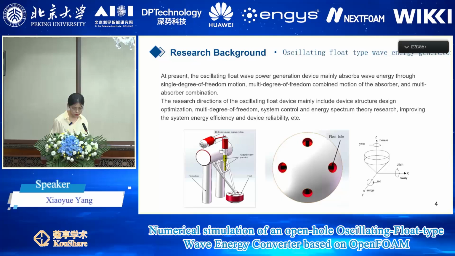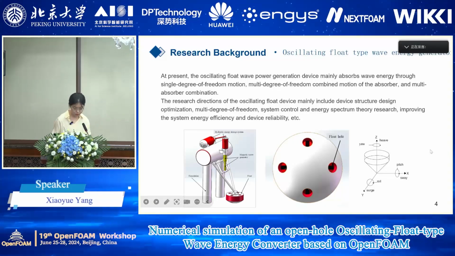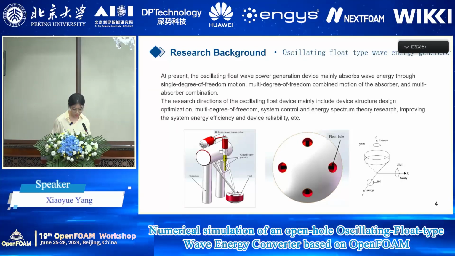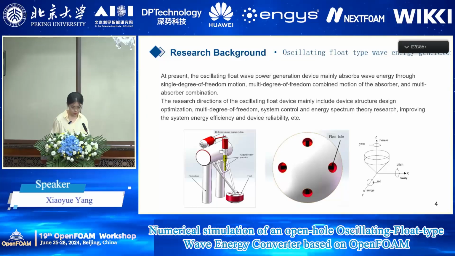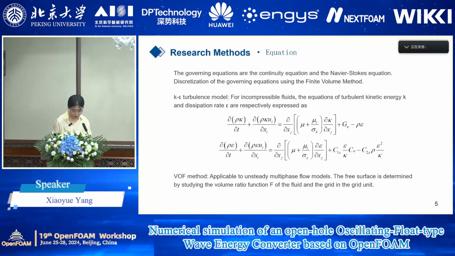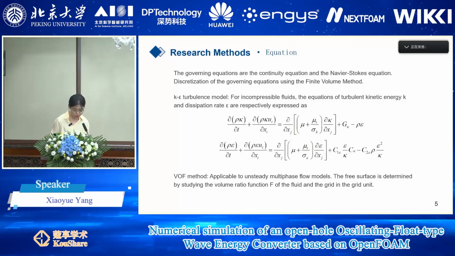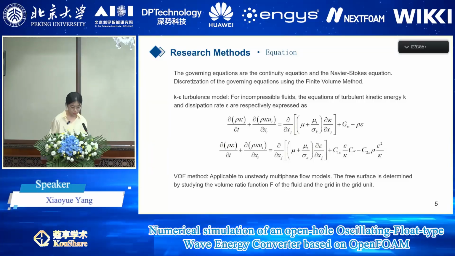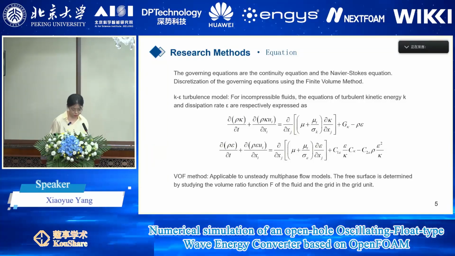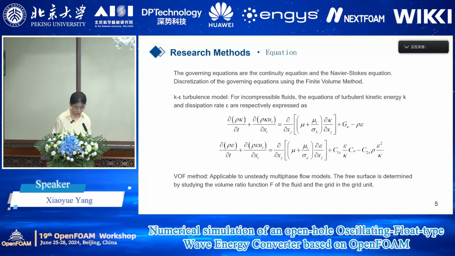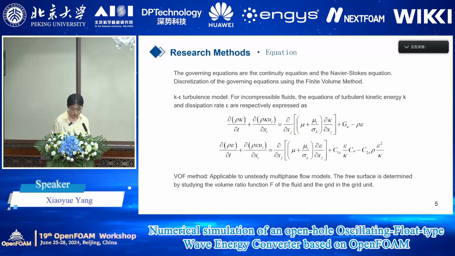To improve the system energy efficiency, the current research focuses on the optimization of structure design and multi-degree of freedom research. And in order to solve the hydrodynamic performance calculation of the wave energy utilization, a numerical water tank, which can obtain detailed flow field information at low cost, is selected.